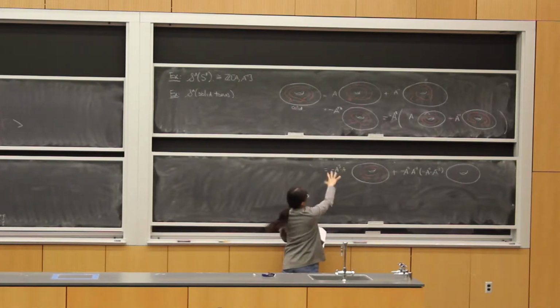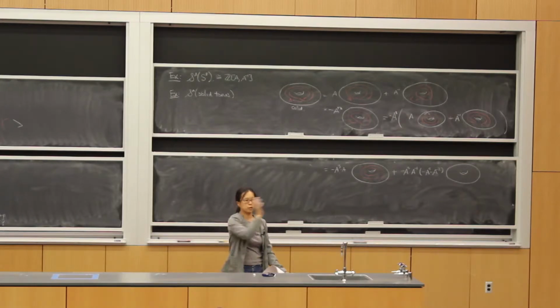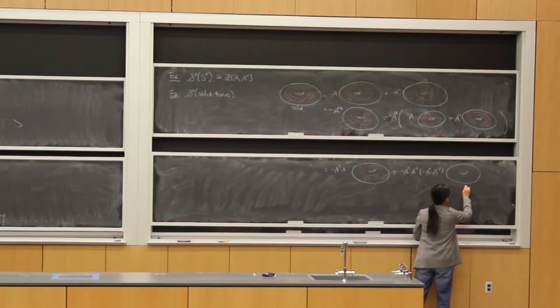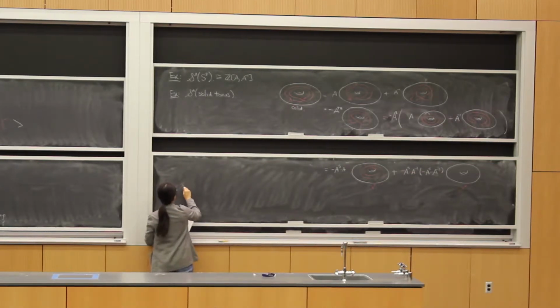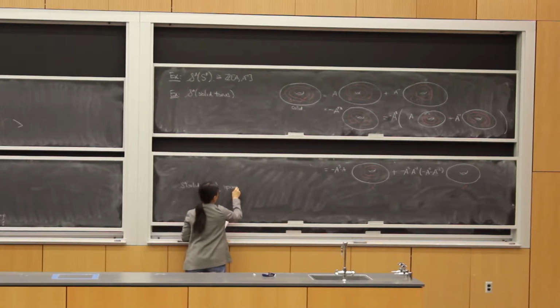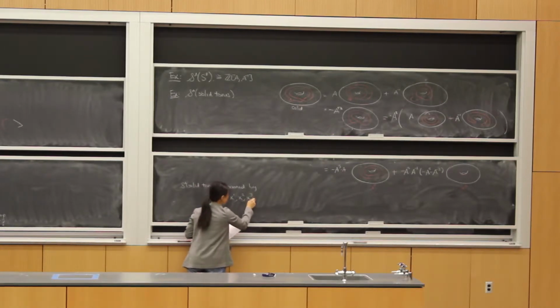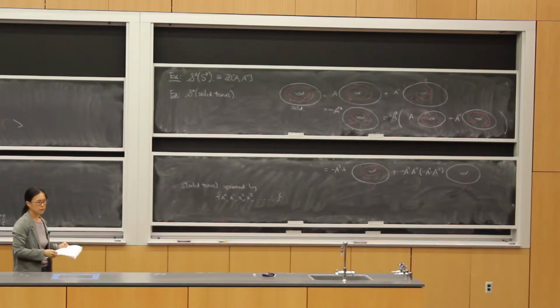And so this is an example of an element, or a skein, inside my skein module. They're linear combinations of pictures. Now, let me denote this one by x2, and the exponent is up there for a reason, and this one x0. Here's a fact: the skein module of the solid torus is spanned by x0, x1, x2, x3, x4, and so on. So it's an infinite dimensional vector space, although technically I should say module.